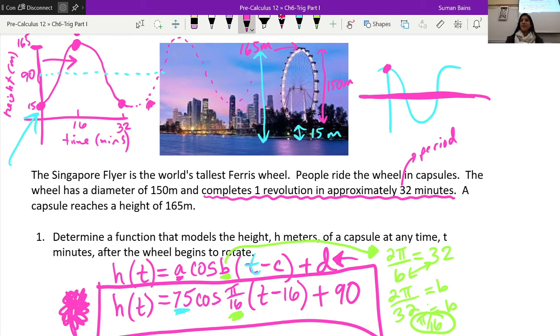I also could have used a sine graph. I could have used a sine equation, and instead the starting point of my sine graph would have been there. So my point of where I was phase shifting it, do you see it would happen at 8 instead of 16? We're not going to get into that, but I just wanted to at least mention it so that you're aware that there's multiple answers you could have.